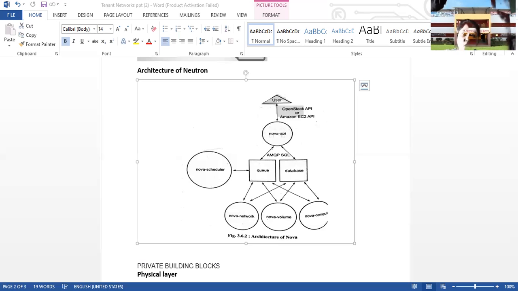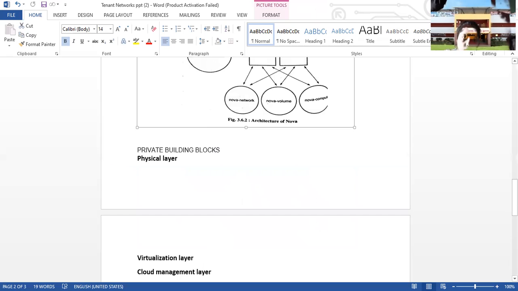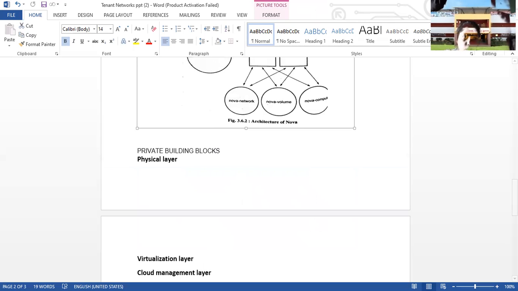So what are the building blocks of cloud computing? The building blocks are SaaS, PaaS, and IaaS, which we have discussed previously many times, right? So, what is a private cloud here?